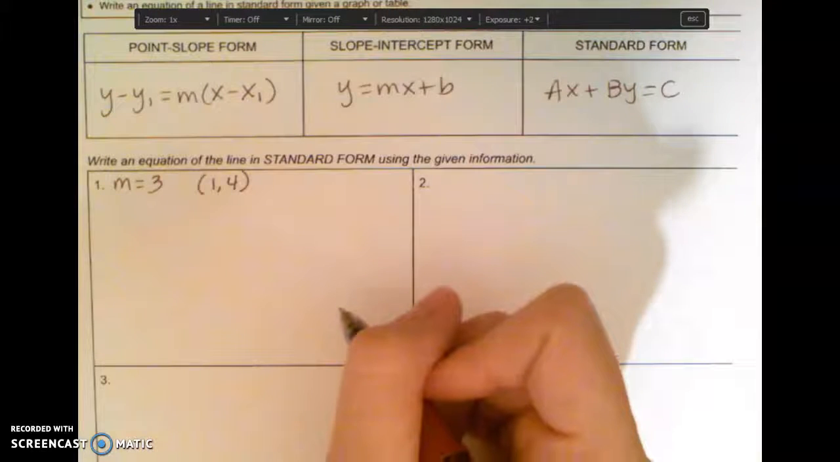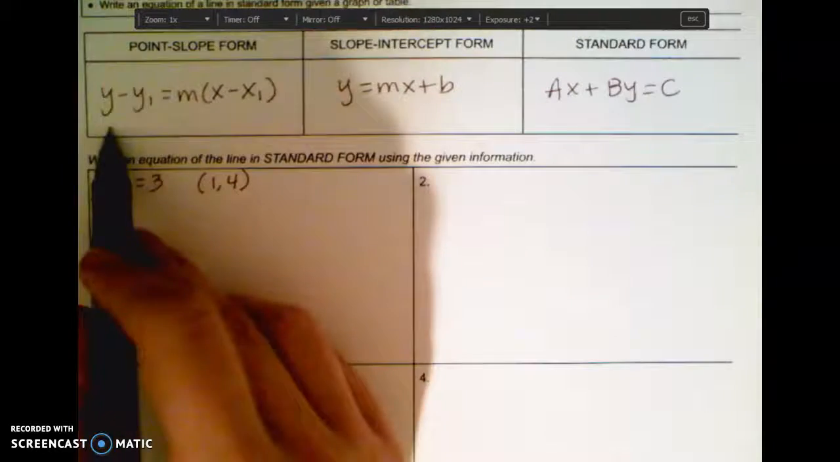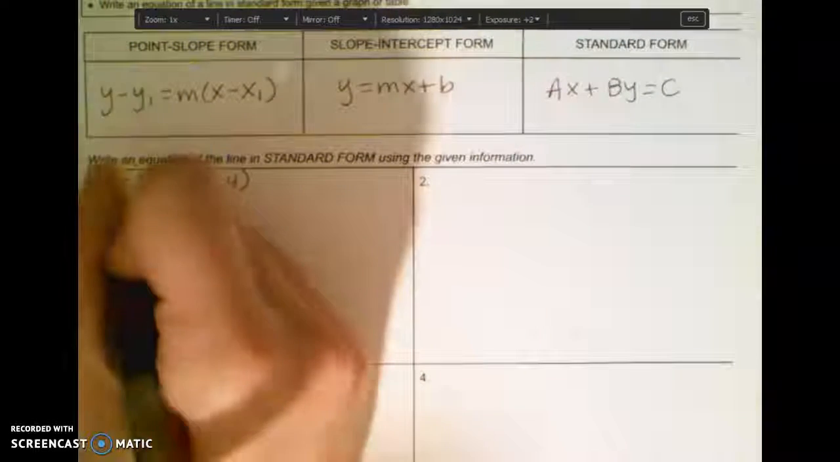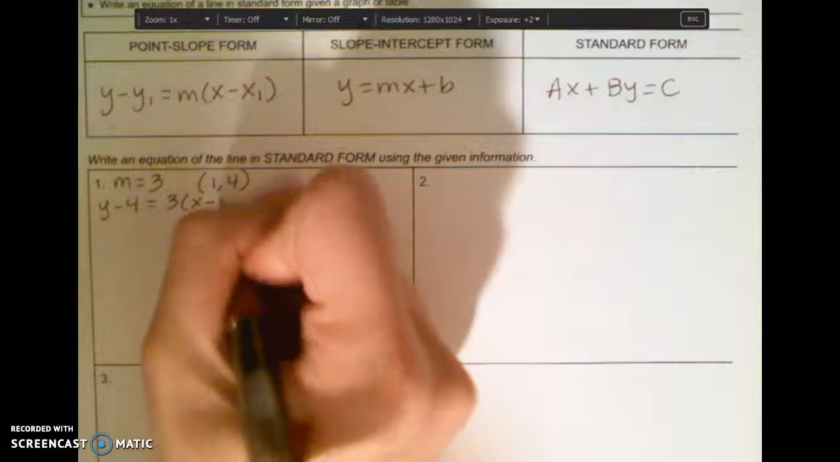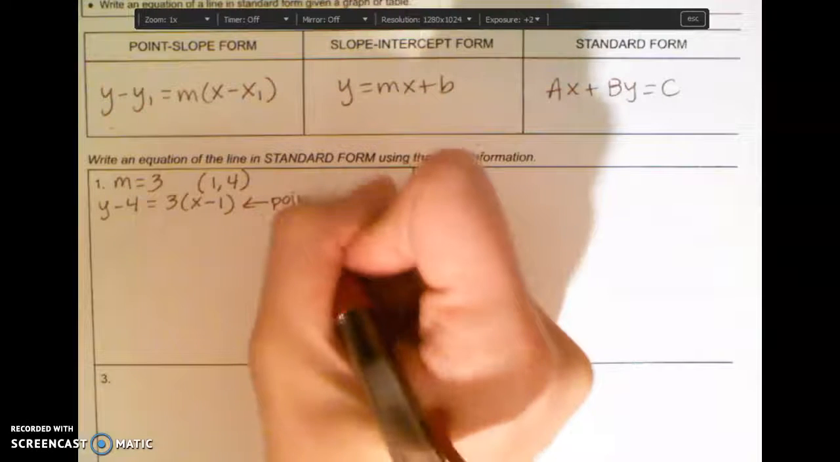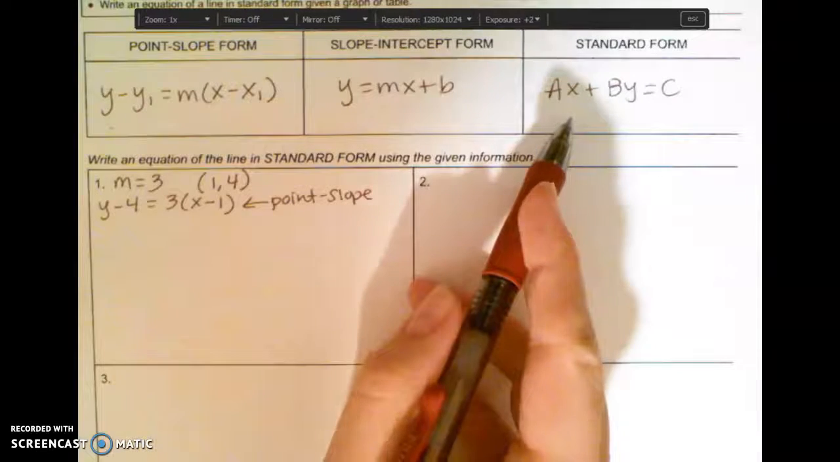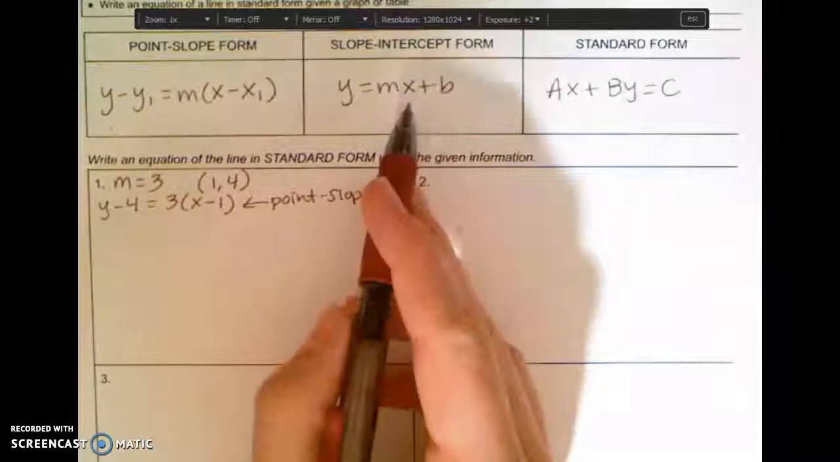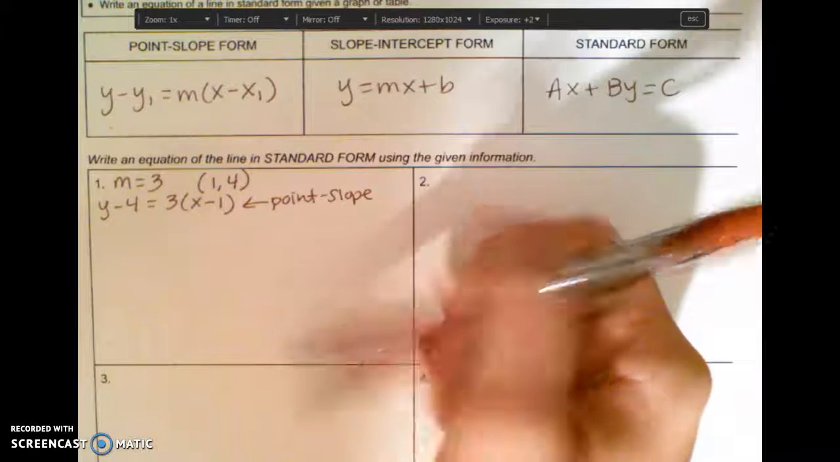We already know how to write an equation with that. We have a slope, we have a point, so we plug it into point slope form. So that's going to be y minus 4 equals 3 times x minus 1. This is point slope. So now to get closer to standard form, usually I head over to slope intercept. So I'm going to go from point slope to slope intercept and then take it to standard form.